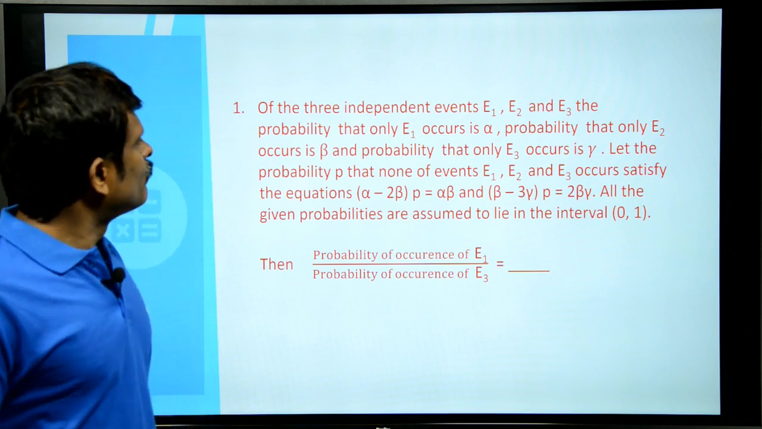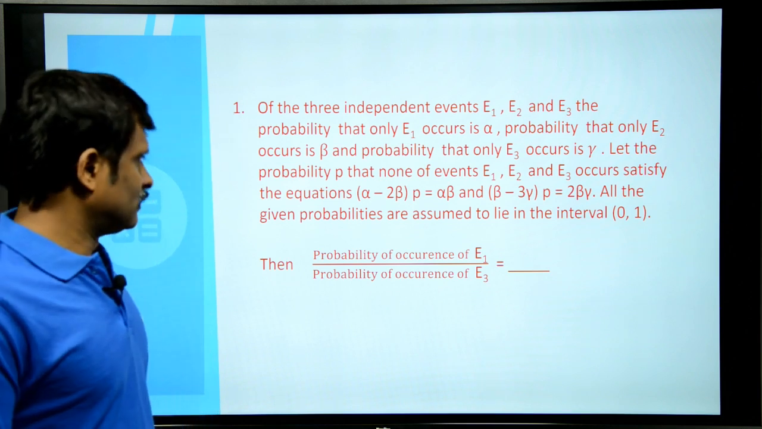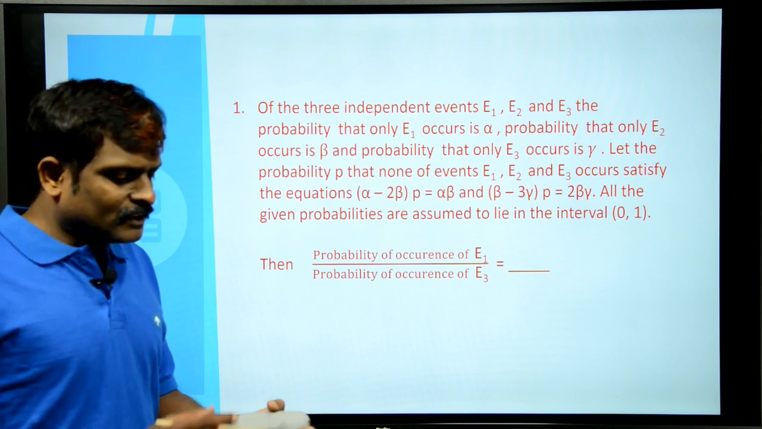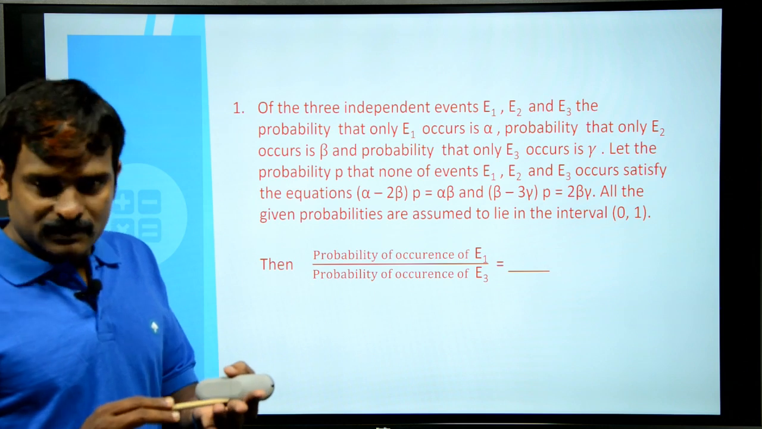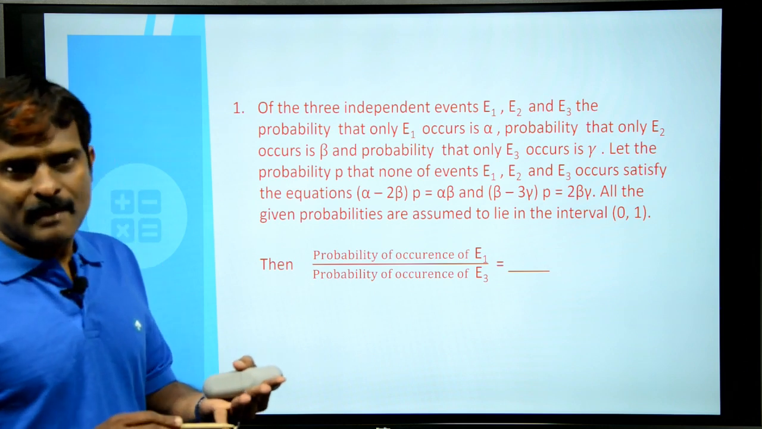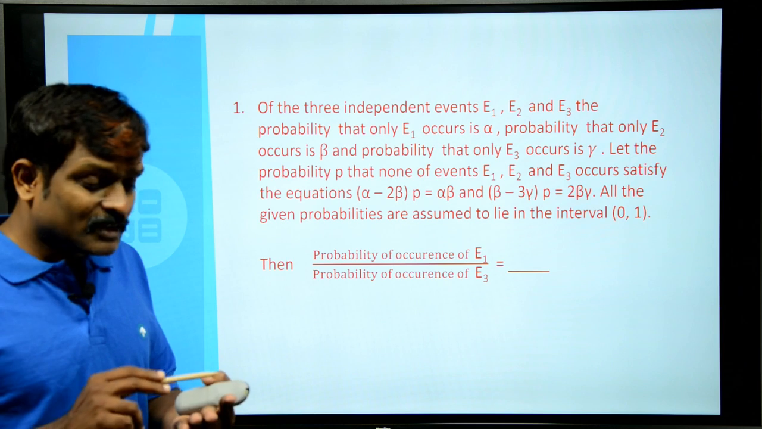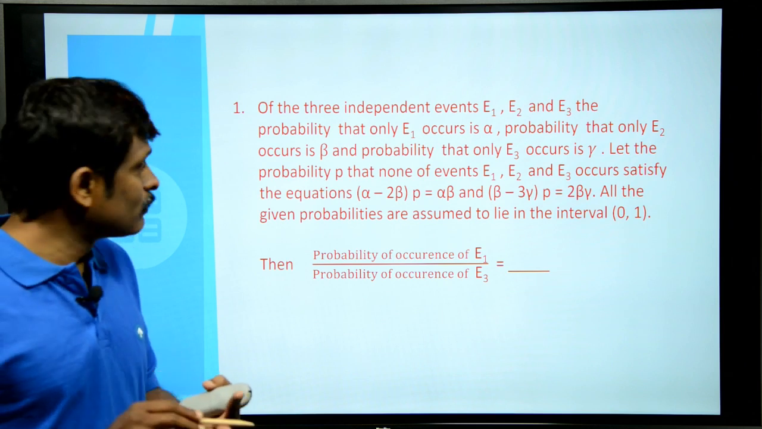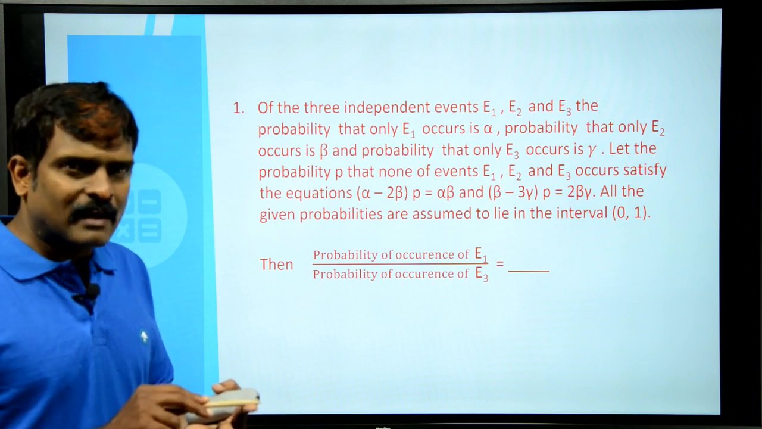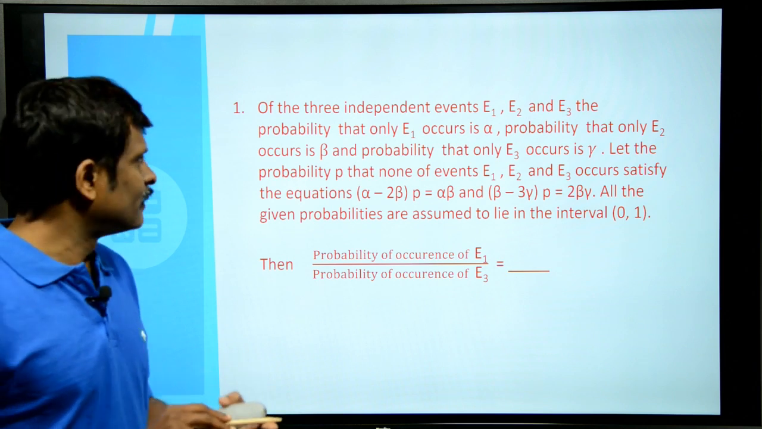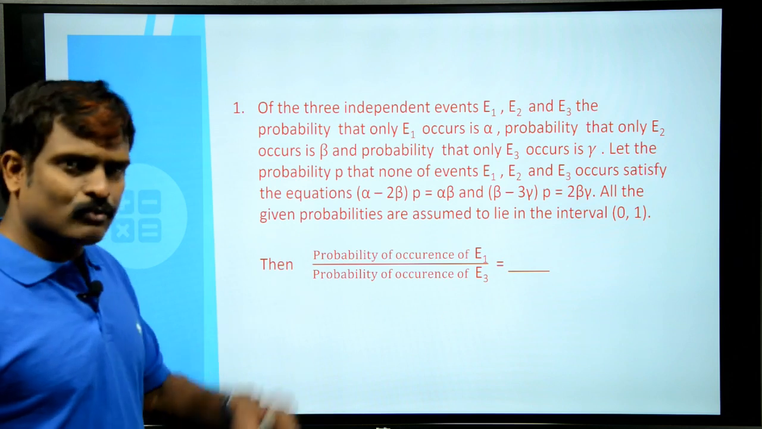And let the probability that none of these three events happen be considered. See, these are the three events: either one of them can happen, two of them can happen, all three can happen, or none of them can happen. But we are given only the probability when only E1 happens, meaning the remaining two are not happening. So alpha is the one when only E1 is happening. Similarly beta and gamma for E2 and E3.